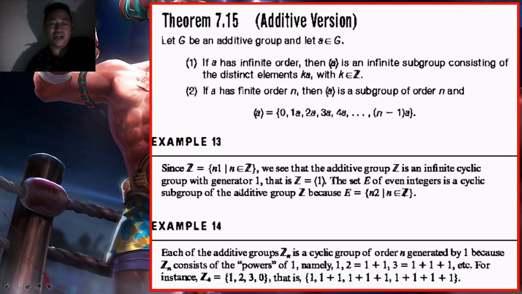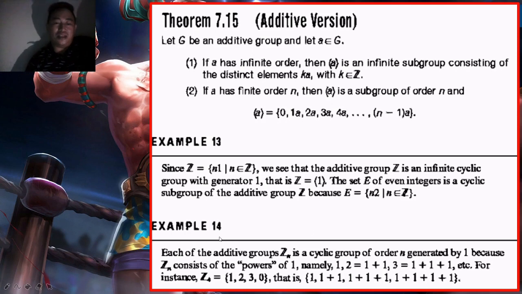It is a cyclic subgroup of the additive group Z because E is equal to the set of n times 2 such that n is an element of Z, which is the subgroup generated by 2. It is cyclic because it is generated by 2, and it is a subgroup of Z because it is a subset of Z. They are all even integers.